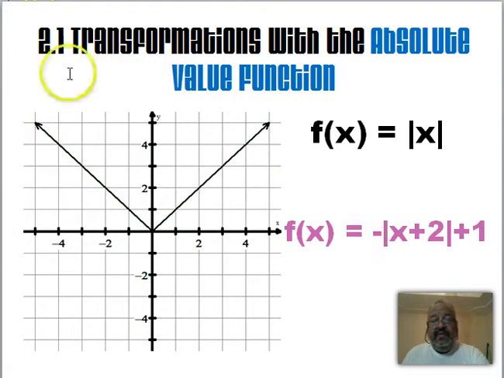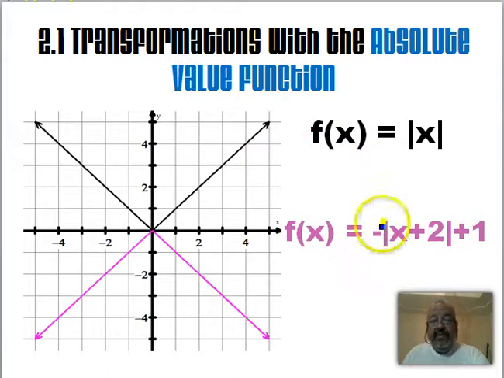This time we're going to do several things to it. We have a minus sign outside, a +2 on the inside, and then a +1 on the outside. Let's do these things one at a time. First, what does the minus sign outside do? Well, it reflects it across the x-axis. That's the first thing that's going to happen.